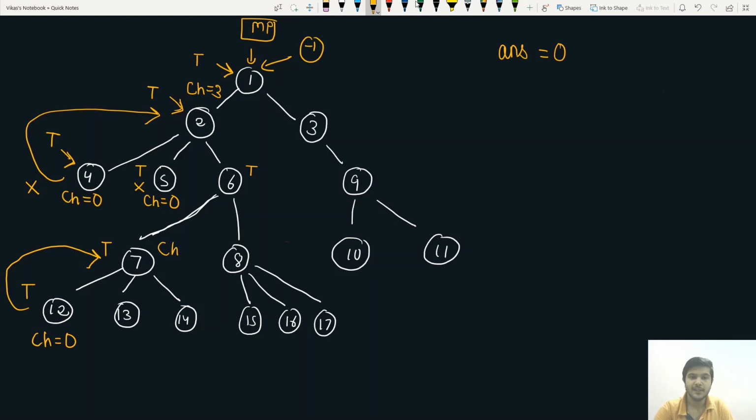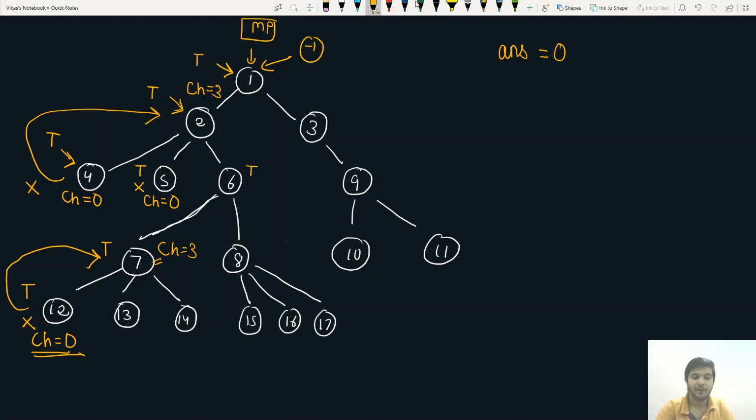Now 12 has 0 children, but 7 has 3 children, that is 12, 13 and 14. That means 12 is not a happy vertex because its children count is not greater than the parent's children count.